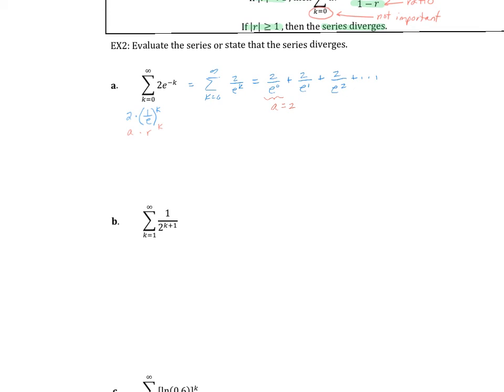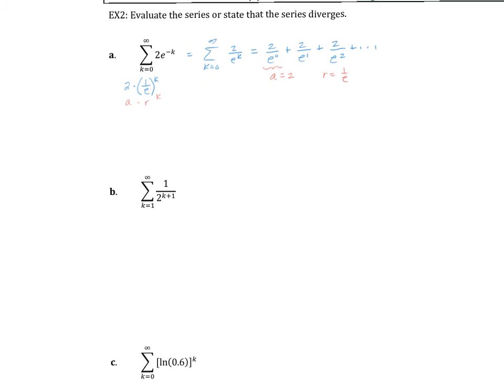Now I'm multiplying each term by 1 over e, so I can see that r is equal to 1 over e. So again, you can just take your expression and try to write it in the form a times r to the k, or you can simply expand out your series and look at the first term as being your a, and then try to figure out what you multiply each term by to identify your r value. So this is the geometric series.